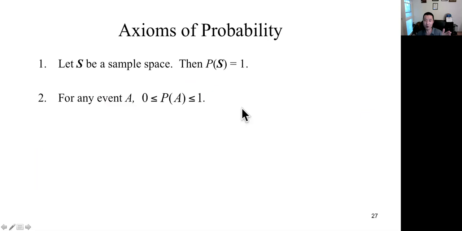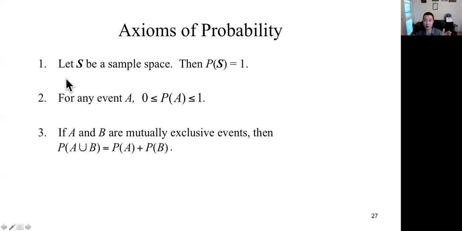Alright, so these are the axioms of probability. Axiom means universally accepted principles, so you can always think of these as true. If S is a sample space, then the probability of the sample space is equal to 100%. For any event, the probability is larger or equal to 0 and less or equal to 100%.